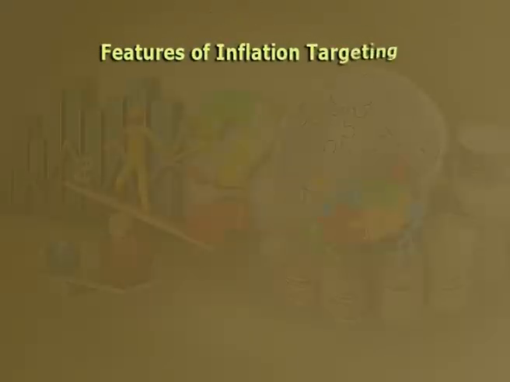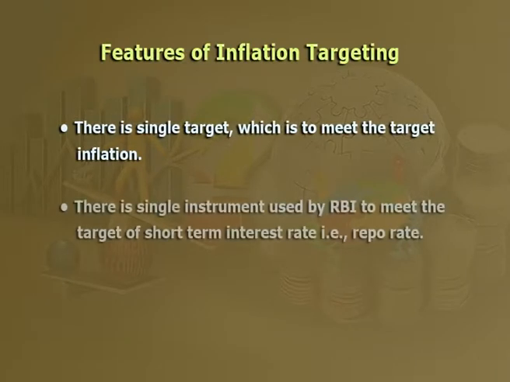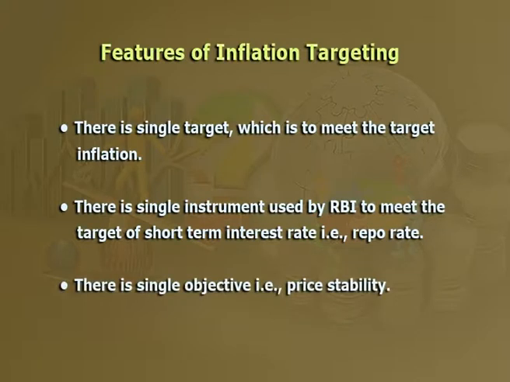The main features of inflation targeting are: number 1, there is a single target, which is to meet the target inflation. Number 2, there is a single instrument used by RBI to meet the target, the short-term interest rate, that is the repo rate. Number 3, there is a single objective, that is price stability. Inflation targeting was introduced in India several years after the suggestion of its adoption by the Urjit Patel Committee. Following are the main attributes of the inflation targeting regime introduced in India.